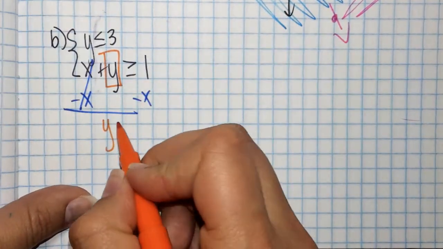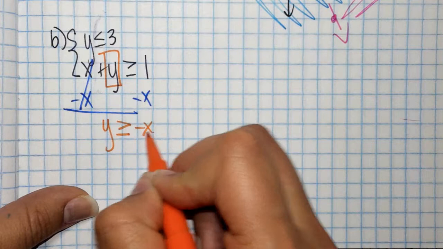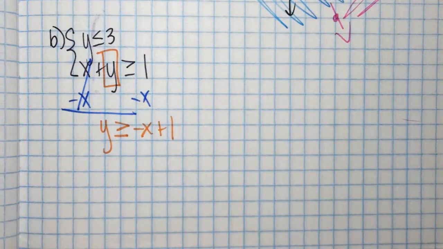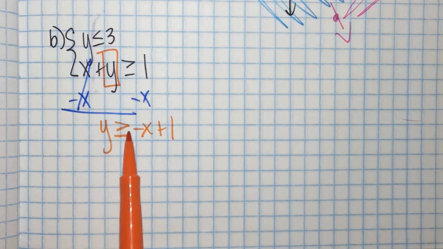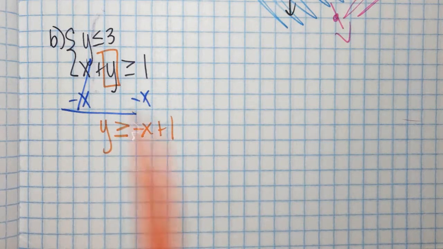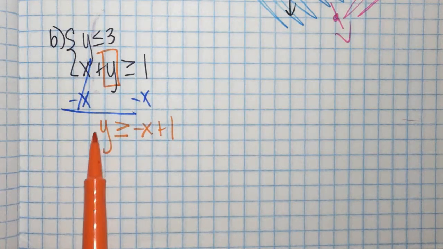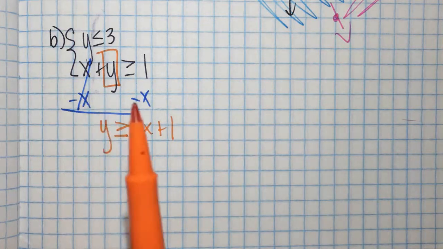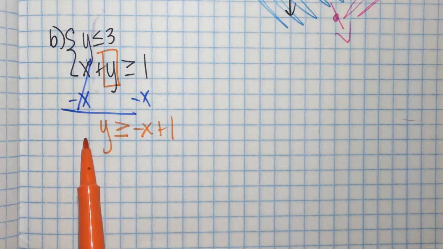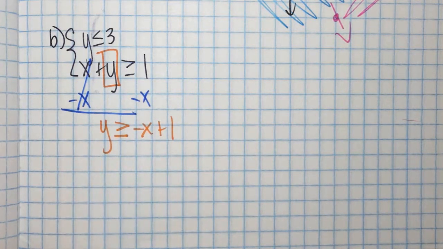And then you get y is greater than or equal to negative x plus 1. And then I'm going to say, self, we learned something about negatives with inequalities. And it said something about flipping the sign. Should I flip my sign here? No, we shouldn't, because you only flip the sign when you multiply or divide by a negative. Did I multiply or divide at all? No, so it stays like this.